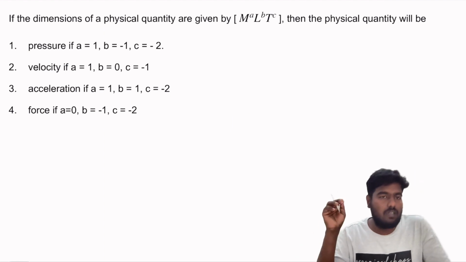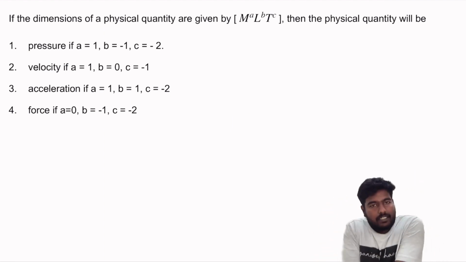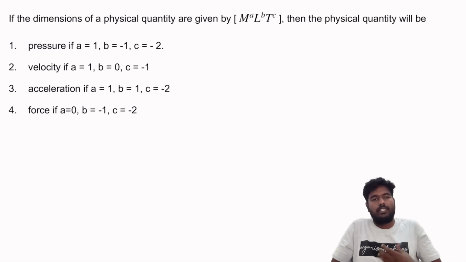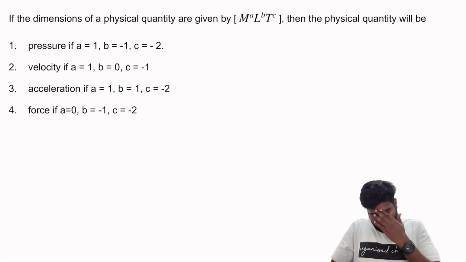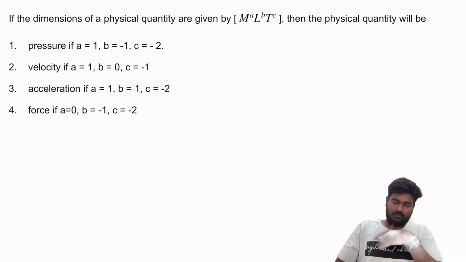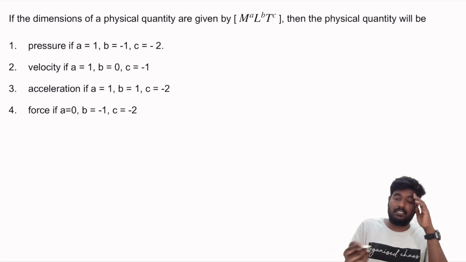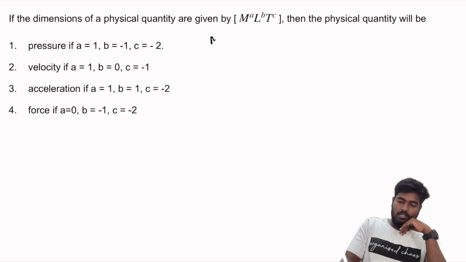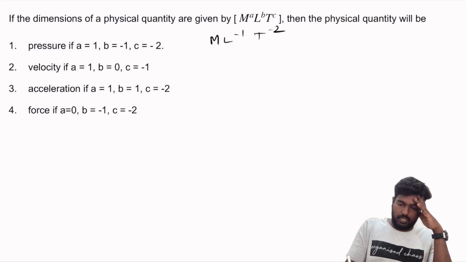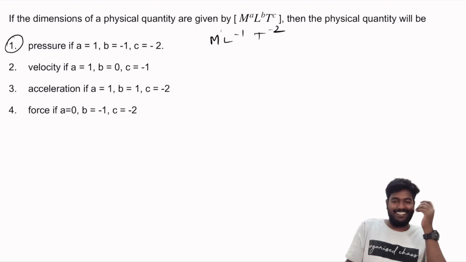If the dimensions of a physical quantity are given by M^a L^b T^c, then the physical quantity will be... All you have to do is write the dimensions of these quantities and check which one has a, b, c as 1, -1, -2. Pressure is force by area, so M L^-1 T^-2. A is 1, B is -1, C is -2. We are lucky. Okay, we'll check the others.